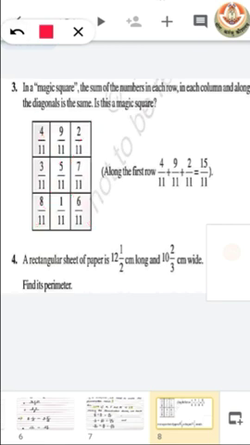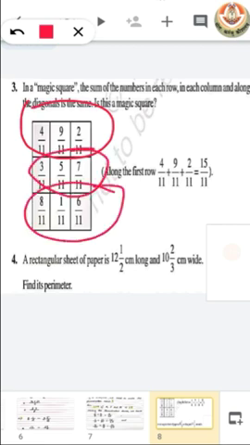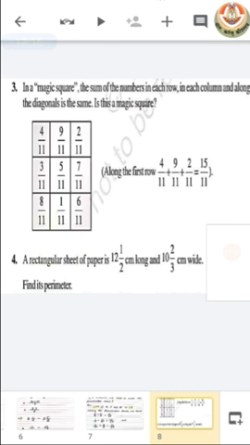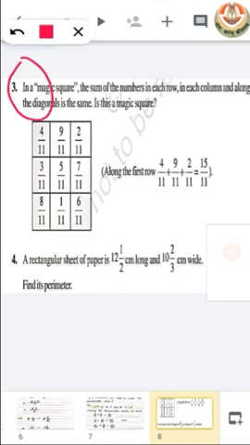So to check whether it is a magic square or not, you just have to add three of them, then three of them, then three of them. If you get the equal answer, that means it is a magic square. Similarly, you have to check for columns and diagonals also. So it is your practice question for today.